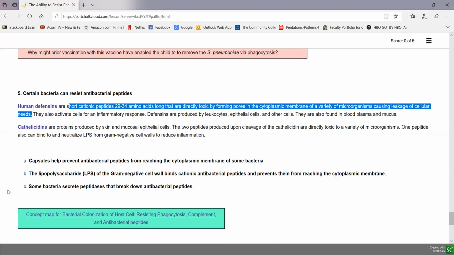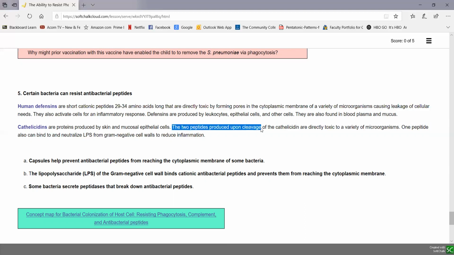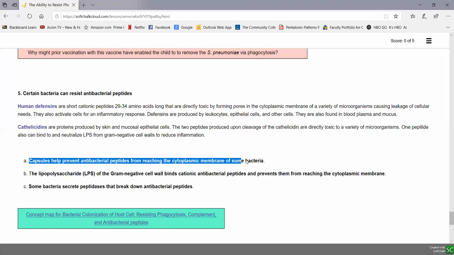And then cathelicidins are other antibacterial proteins produced by a number of cells. And the two peptides formed upon cleavage of the cathelicidin are toxic again to a variety of microbes. So these are all antibacterial peptides that can kill a variety of microorganisms. Well, capsules can keep antibacterial peptides from reaching the cytoplasmic membrane. Often these antibacterial peptides can't penetrate the capsule surrounding the bacterium, so they never get to the cytoplasmic membrane to form pores.